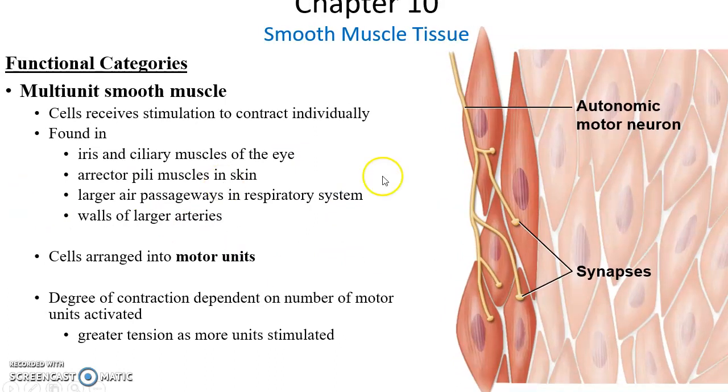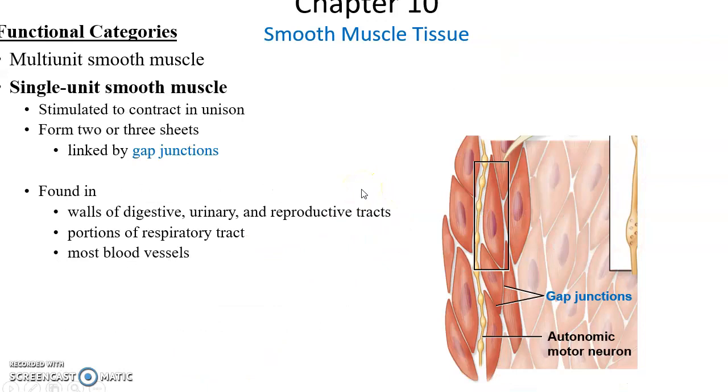Categories. We have multiunit smooth muscle tissue. Multiunit smooth muscle tissue is where each individual smooth muscle cell has its own connection to a synaptic bulb of an autonomic motor neuron. So, iris and ciliary muscles of the eye, erector pili muscles of the skin, airway passageways. We end up with motor units that will all contract together when the signal arrives by the specific autonomic motor neuron. Great for more units being stimulated, stronger contractions.